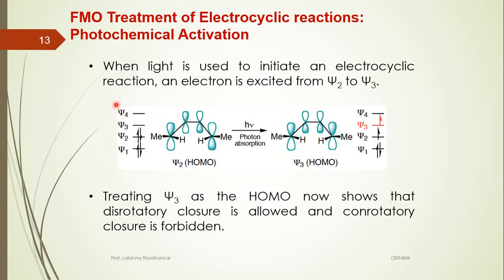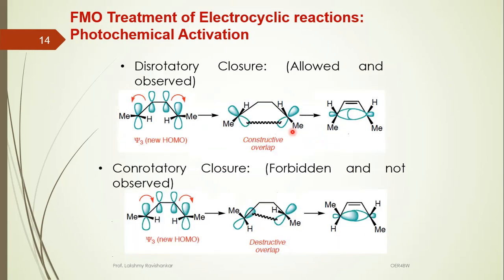But what happens if I do the same reaction under photochemical conditions? One of the electrons from Psi2 is excited to Psi3, so Psi3 becomes my new HOMO. And now if you see, the terminal lobes have got the same sign coming out on the same side. So now this would undergo a disrotation in order for a constructive overlap. A conrotation under photochemical conditions, you can see, would not result in a constructive overlap. It would be a destructive overlap, and hence it is forbidden and not observed.